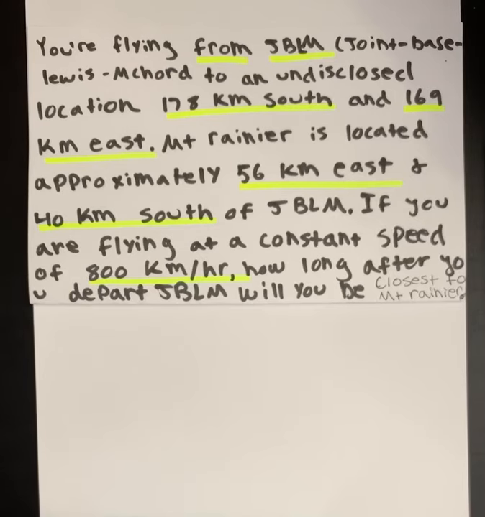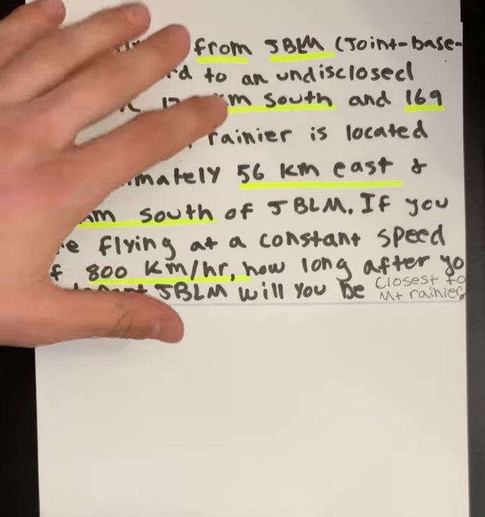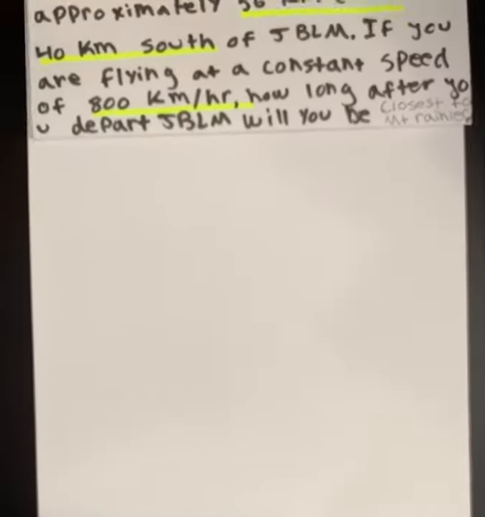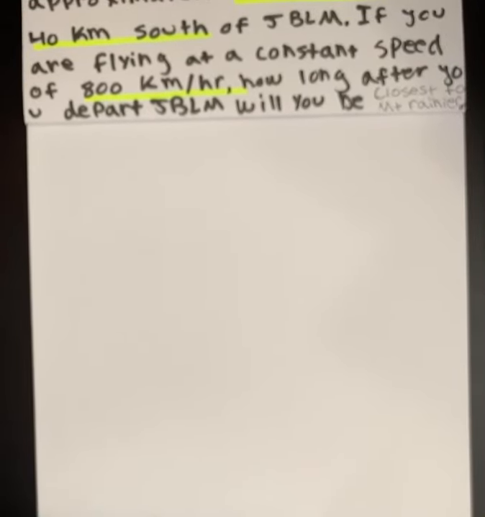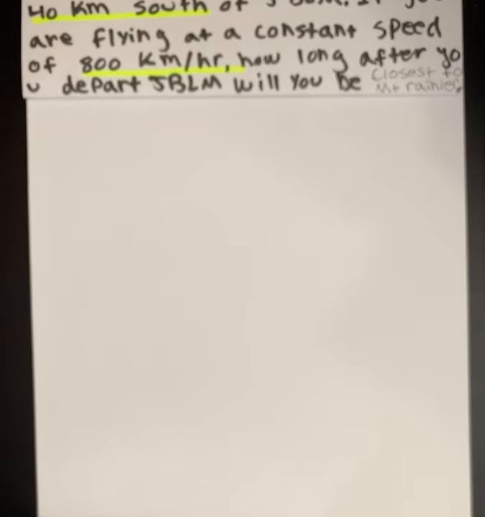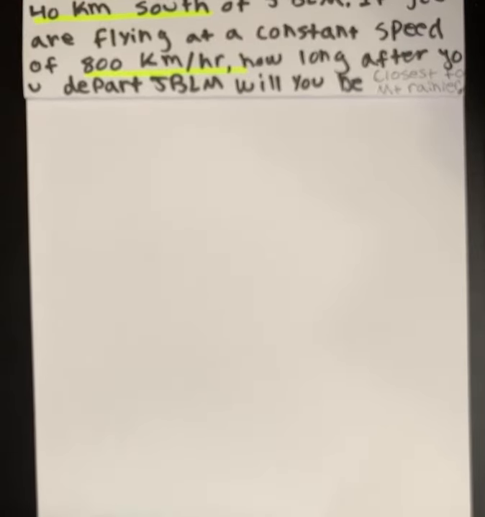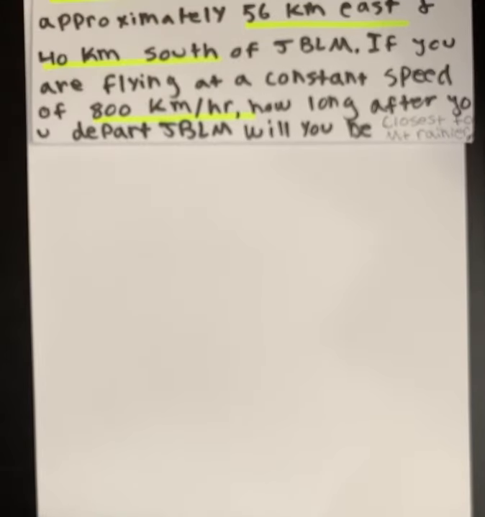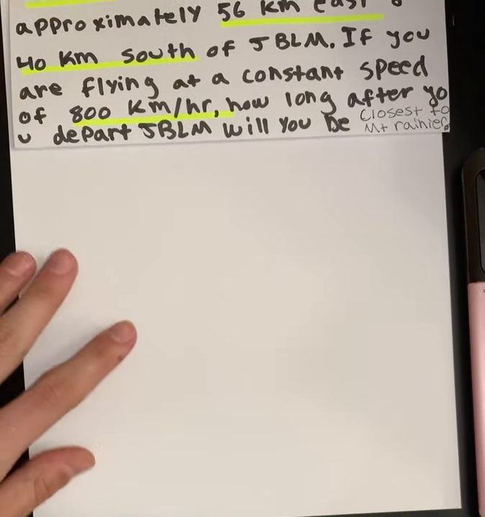Mount Rainier is located approximately 56 kilometers east on the x-axis and 40 kilometers south on the y-axis. If you're flying at a constant speed of 800 kilometers an hour, how long after you depart JBLM will you be closest to Mount Rainier? Right off the bat, I'm seeing equations and perpendicular lines, and conversions to distance and time, and intersecting points. The hard part is getting it started. Once you get it started, it's pretty self-explanatory on where to go next. So we're gonna go over it.